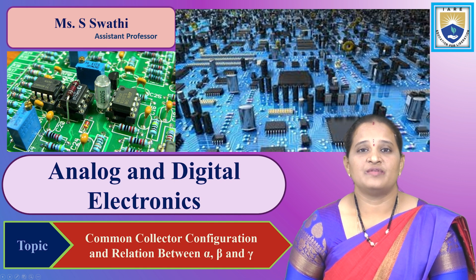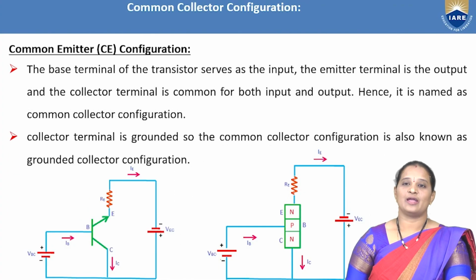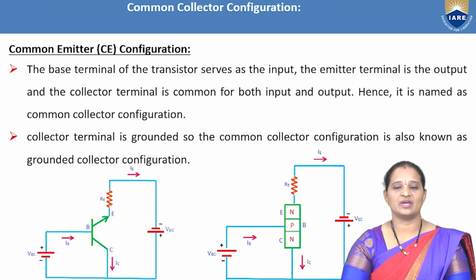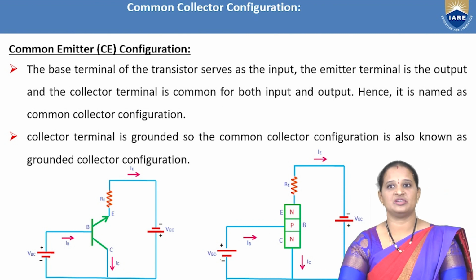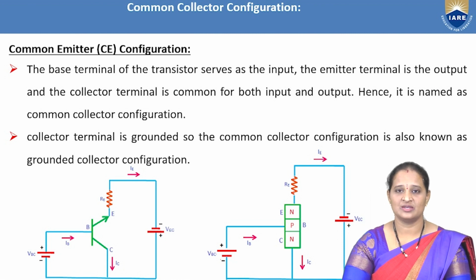So first of all, as we all know, what is a transistor and what are the three different configurations of a transistor. As we all know, the transistor is a three-terminal device. We can also call it a BJT, bipolar junction device.